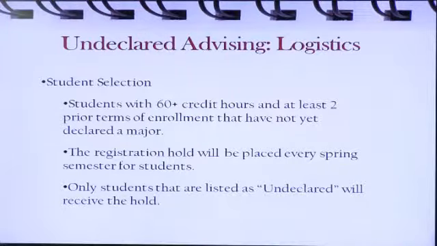We select students with 60 or more credit hours and at least 2 prior terms of enrollment that have not yet declared a major. The registration hold is placed in the spring semester, and only students that are listed as undeclared will receive the hold. So we talked about 2,500 to 3,000 first-year students, about 2,500 second-year students. The population that we're talking about here is 200 to 300 students.